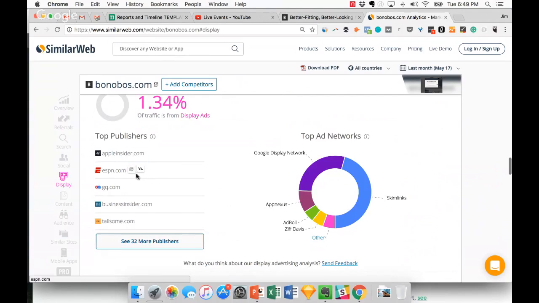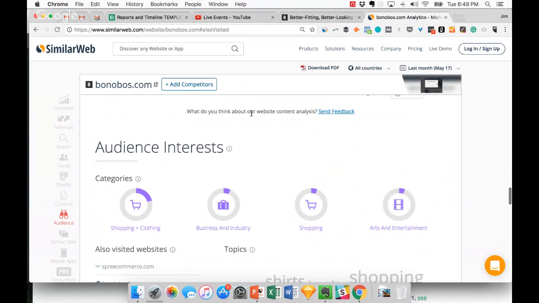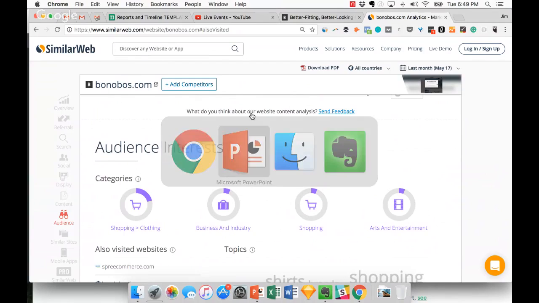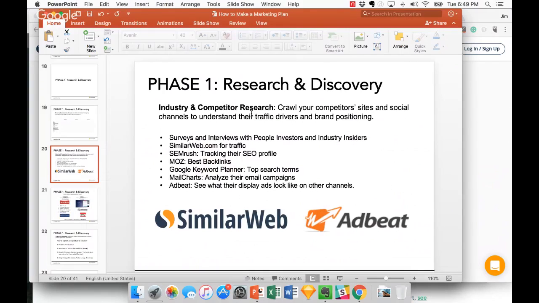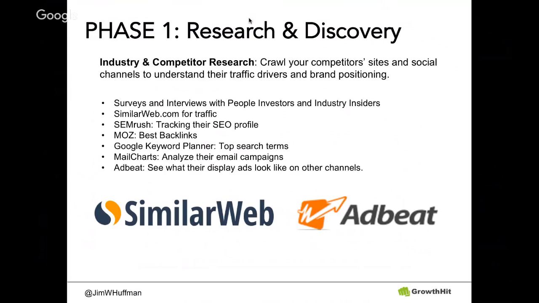And then you can also see the makeup of where they're doing advertising. So they're on ESPN, so they're going after guys who obviously like sports, Business Insider, guys that are into business. So that helps you understand where they're putting their ads. And you can use this tool along with some other ones to really understand the footprint of your competitors and what their customers are doing.